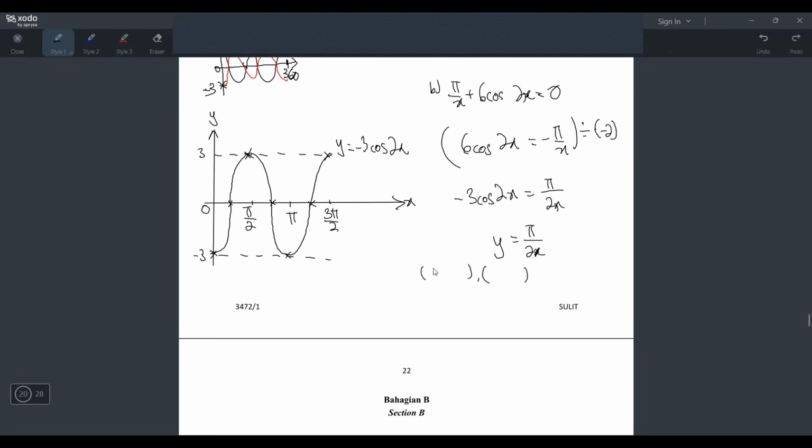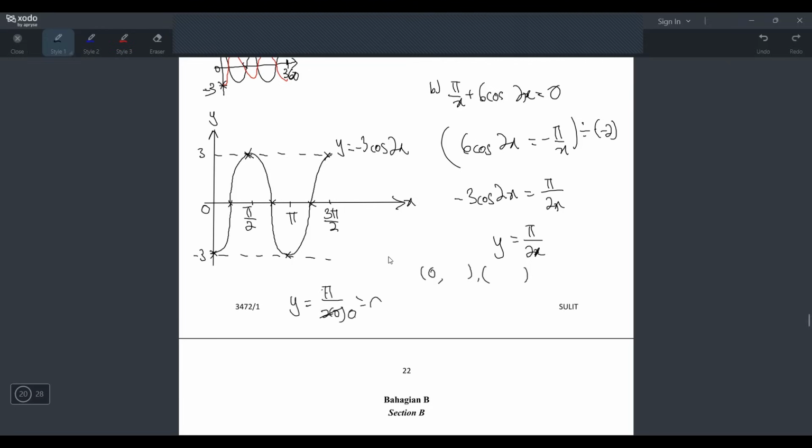So first thing first, usually we will substitute x equals 0, right? But if you substitute x equals 0, you will get no answer, because y equals pi over 2 times 0, and 2 times 0 is 0, right? And what is pi divided by 0? Sorry, I want to find y, right? So what is pi divided by 0? When you divide by 0, it's not 0. It's infinity, it's a math error.